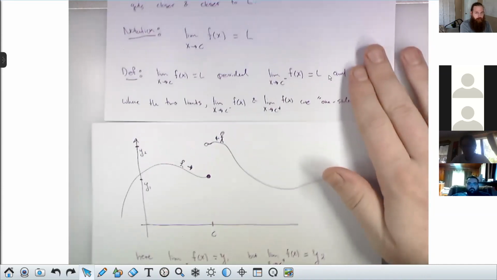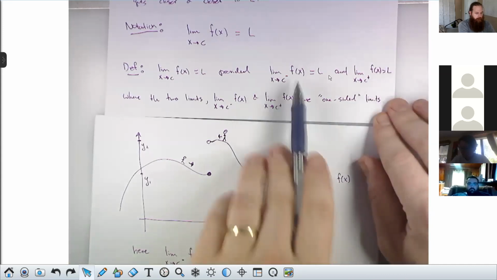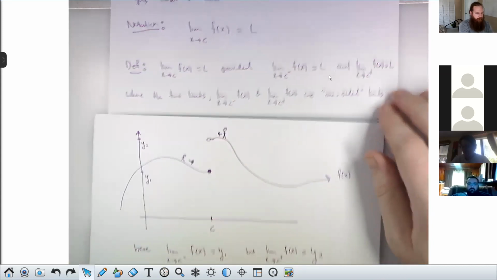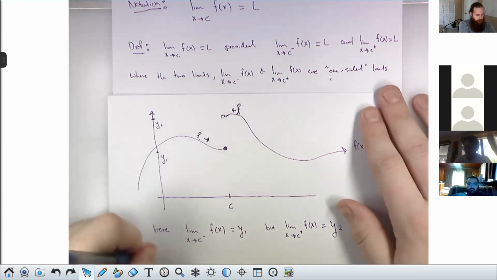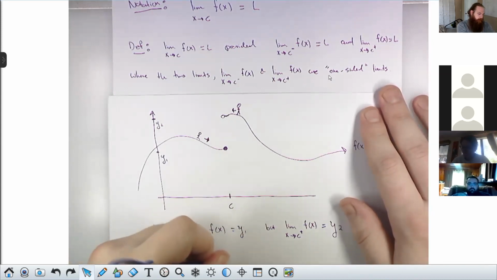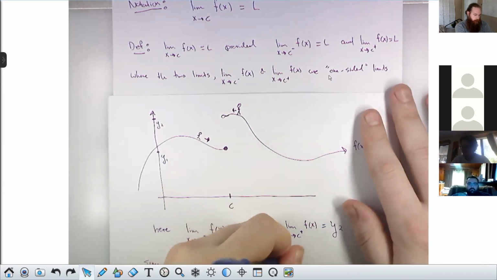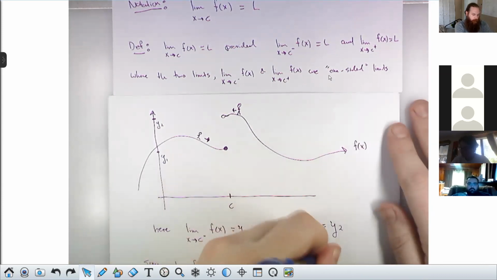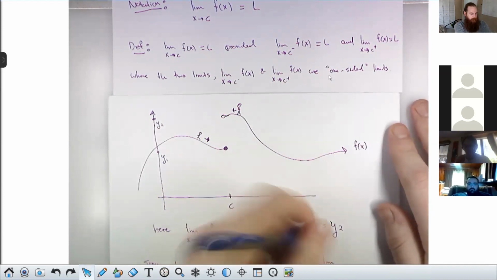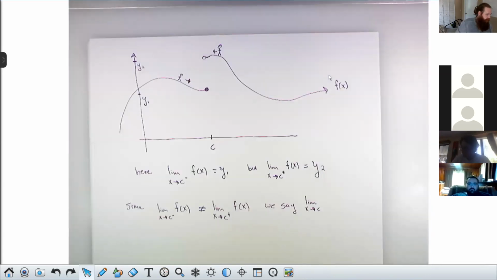And if we come back to our definition, what it means for the limit as x approaches c to equal some number L, that would mean that the left and right limits have to both be equal to that same number. So since the limit as x approaches c from the left of f of x is not equal to the limit as x approaches c from the right of f of x, we say that the overall limit as x approaches c, without any plus or minus, does not exist.